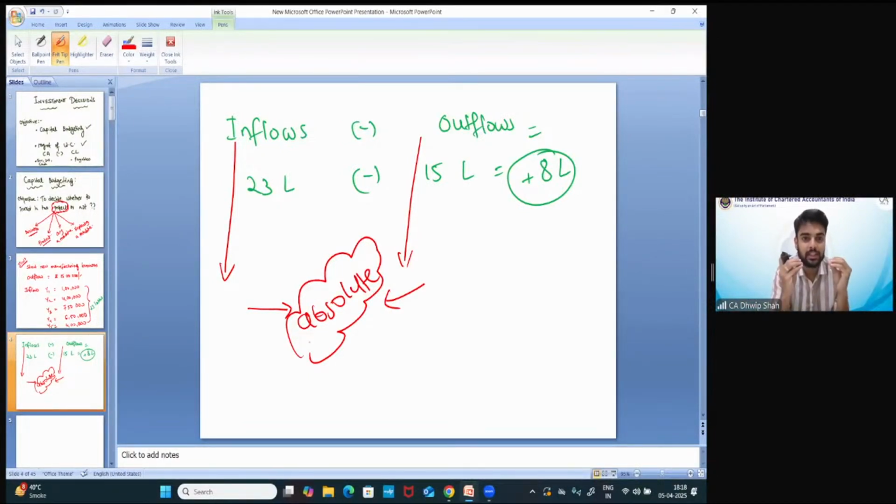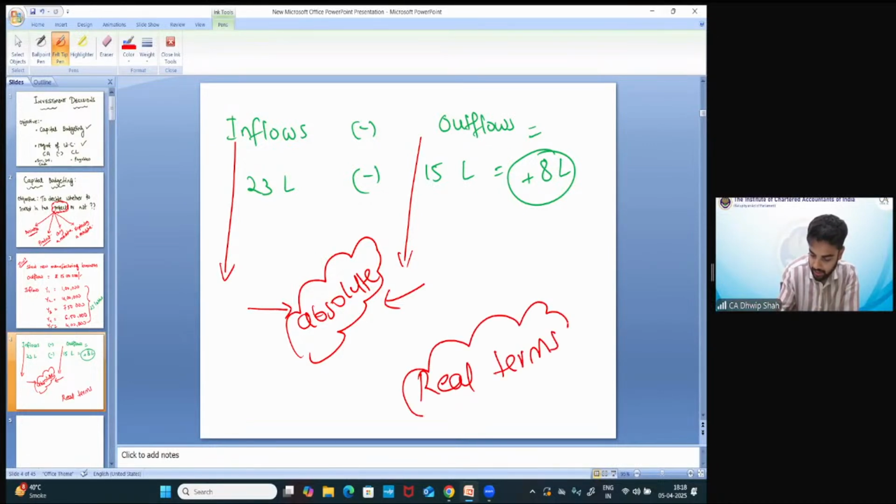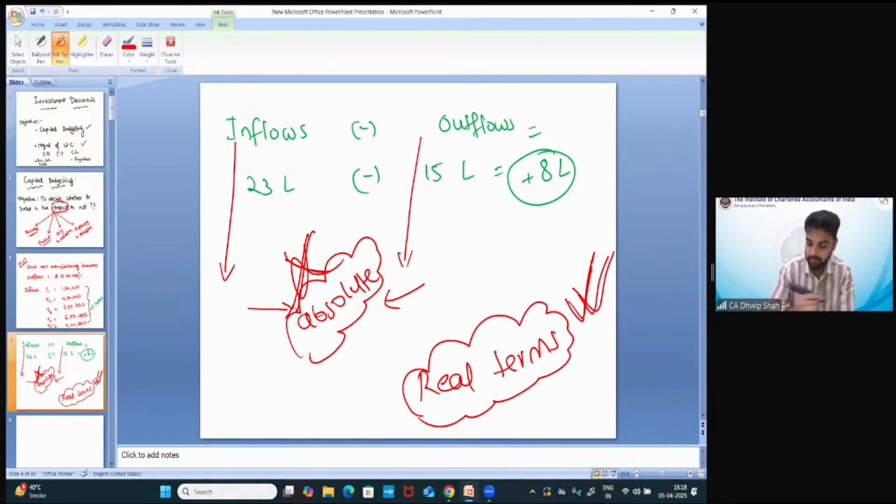Capital budgeting chapter says, compare inflow and outflow. You are correct, but not in absolute terms. You have to compare inflow and outflow in real terms and then decide whether to invest in the project or not. Not in absolute terms, but in real terms. Now everyone is having some question in the mind: sir, what do you mean by real term? Yes or no? This is the question that is evolving in your mind.